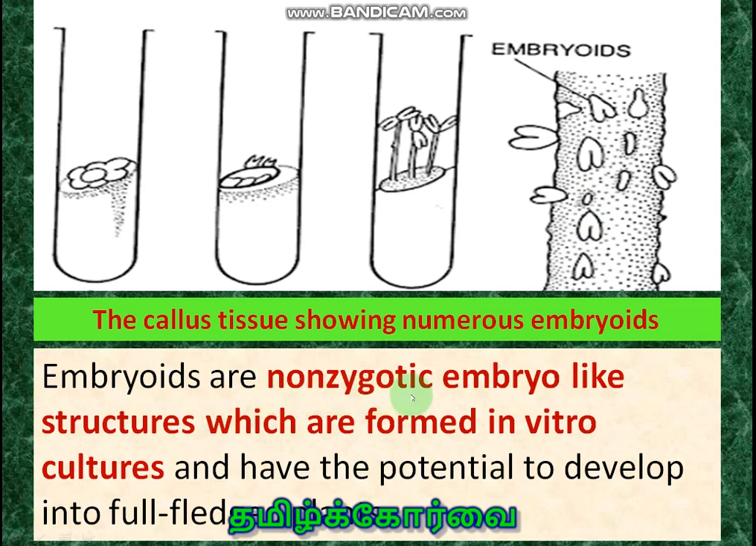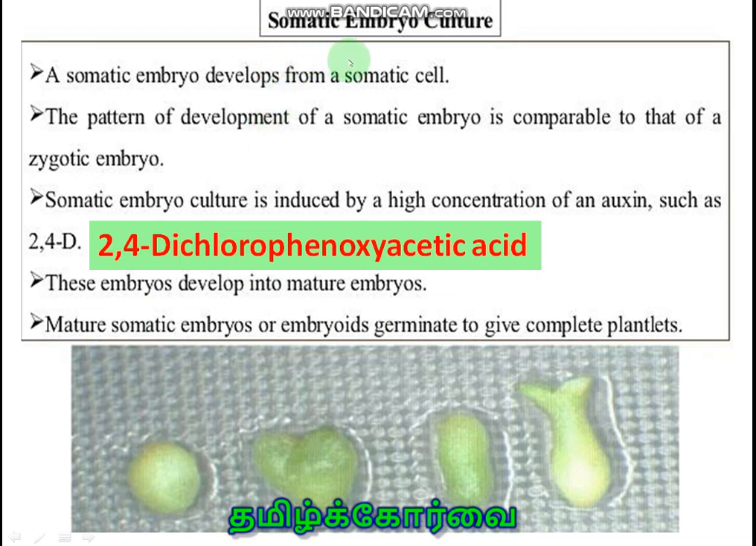Embryoids are non-zygotic, embryo-like structures which are formed in in vitro culture and have the potential to develop into a full-fledged plant. Somatic embryo culture. A somatic embryo develops from a somatic cell. The pattern of development of a somatic embryo is comparable to that of a zygotic embryo. So it gives the similarity. It is very similar to that of a zygotic embryo. That's the reason why we are using the term embryo.